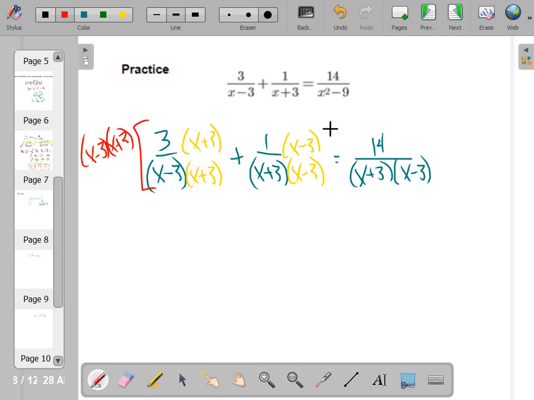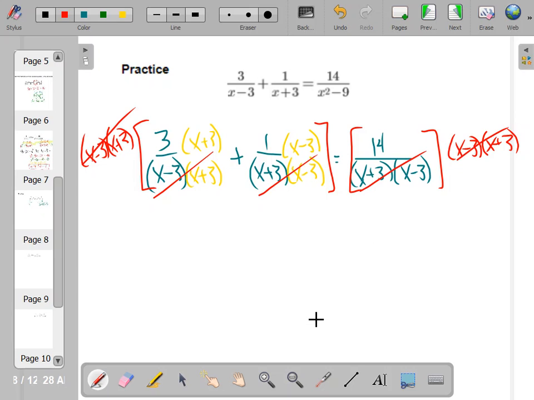I need to distribute this to the whole side, and I need to do it on the right side as well. Now when you do this, these all cancel out, and you're only now focusing on the numerator. So this is the only thing that matters in the problem now as far as actually solving it. So when we look at just the top of the fraction, we're going to distribute 3 times x plus 3 is 3x plus 9. We're going to distribute a 1, x minus 3, and on the right side I just have 14. It's a whole lot easier now.